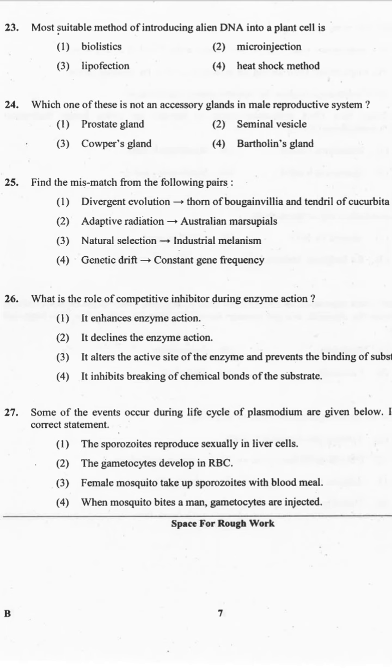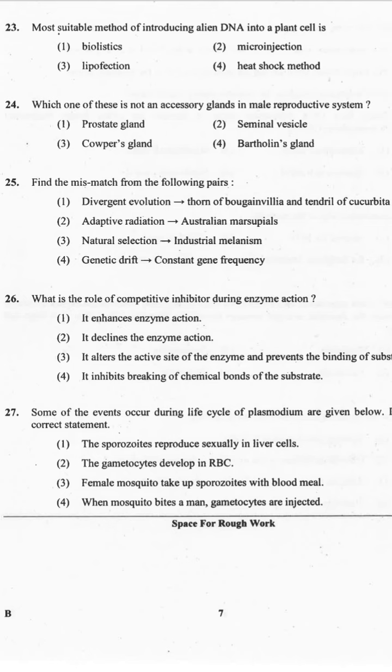Let's see the explanation. In divergent evolution, two or more distinct species share a common ancestor from which they diverged. They share a common ancestor and yet evolved into two different species. A common example is thorns of bougainvillea and tendrils of cucurbita.